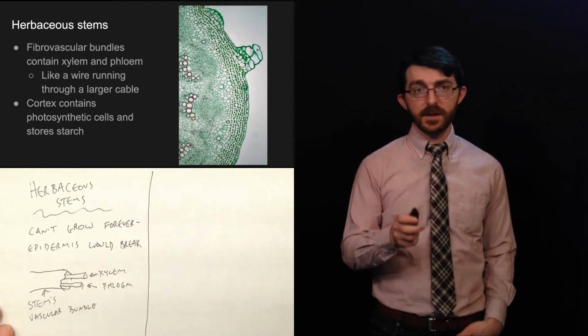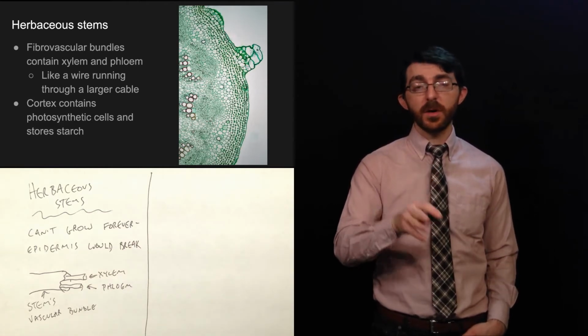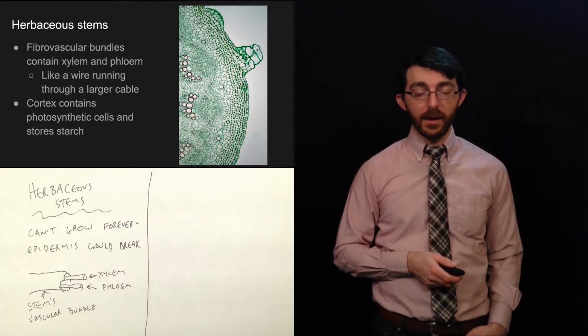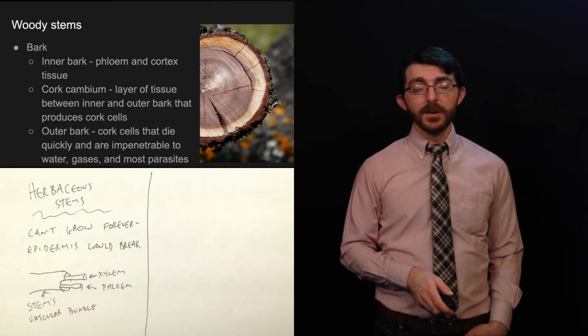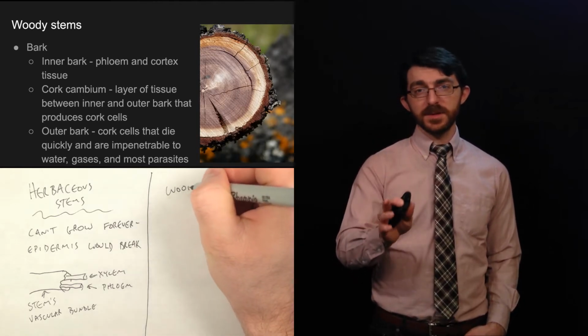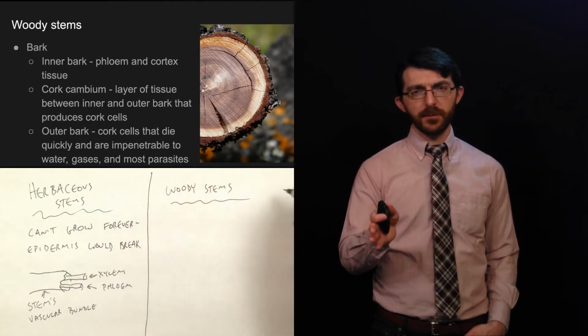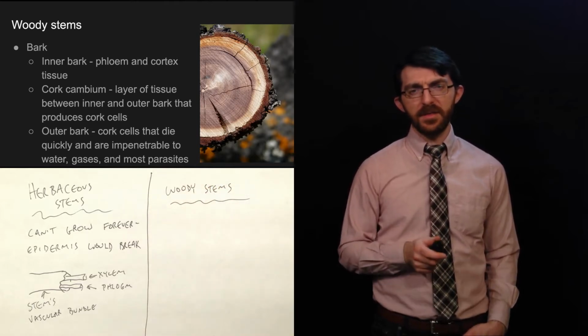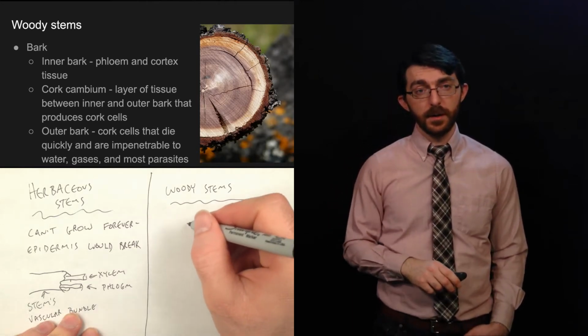The cortex contains photosynthetic cells, and it also stores starch in an herbaceous stem. So we're done with herbaceous stems. Let's talk about woody stems. Woody stems you know from trees. So anything that we're describing now, it might make you think about trees.